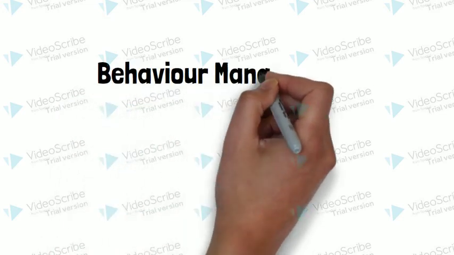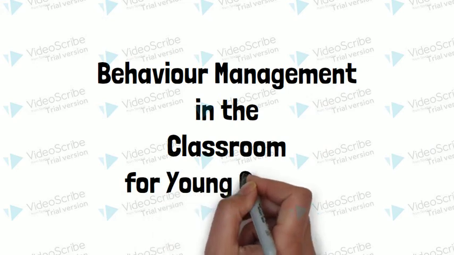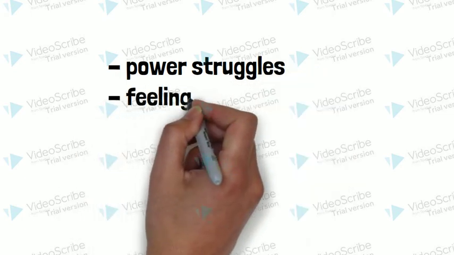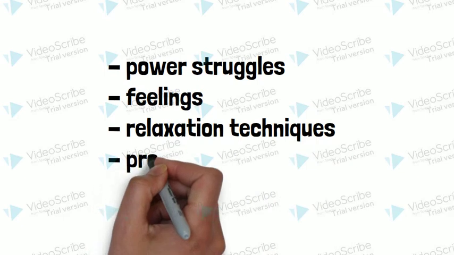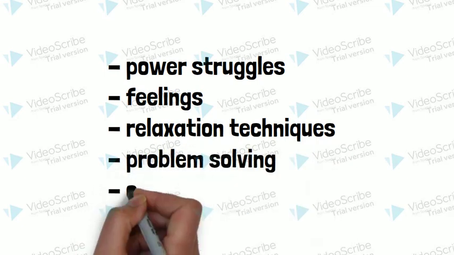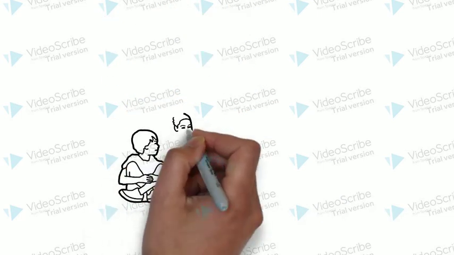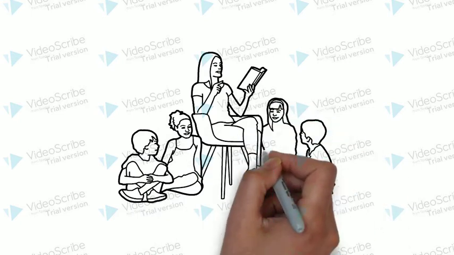This video is going to cover some areas of behavior management that I have found useful in the classroom, including power struggles, helping children recognize how they and others are feeling, relaxation techniques, the steps in problem solving, and helping children develop a sense of control as they realize they have choices. When you implement these strategies, the whole classroom will run smoother and everyone will be happier and more productive.